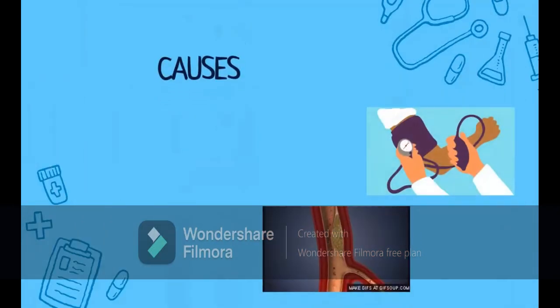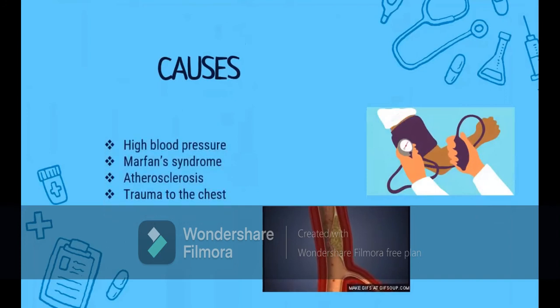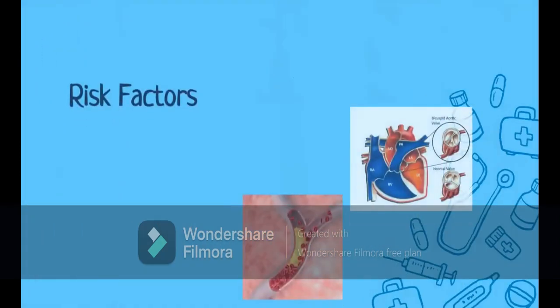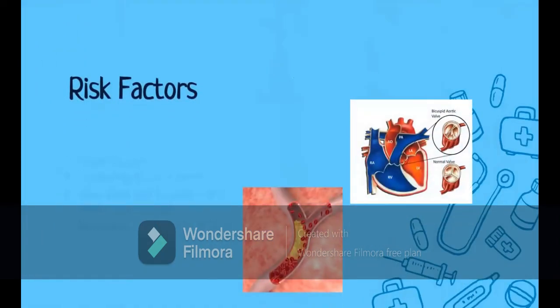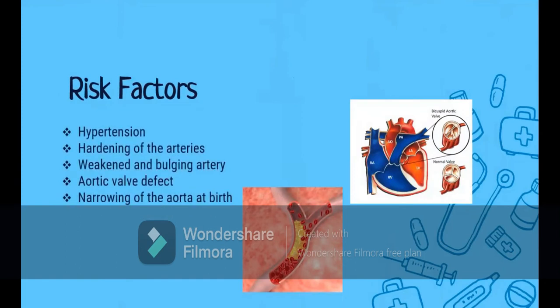The causes of dissecting aorta: high blood pressure, Marfan syndrome, atherosclerosis, and trauma to the chest. Risk factors of dissecting aorta: hypertension, hardening of the arteries, weakened and bulging artery, aortic valve defect, and narrowing of the aorta at birth.